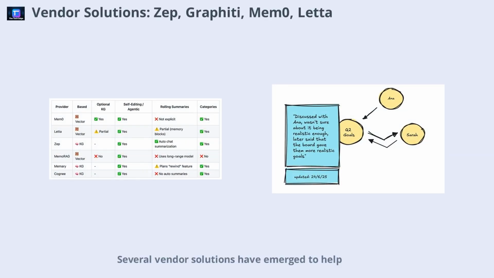Several vendor solutions have emerged to help developers implement long-term memory in LLM applications. Zep and Graphiti use knowledge graph-based architectures, leveraging LLMs to extract, update, and manage nodes and relationships. Mem0 and Letta, on the other hand, are vector-based and focus on self-editing and summarization. Each solution offers features like categorization, core memory, and conversation blocks, allowing you to tailor the system to your application's needs.